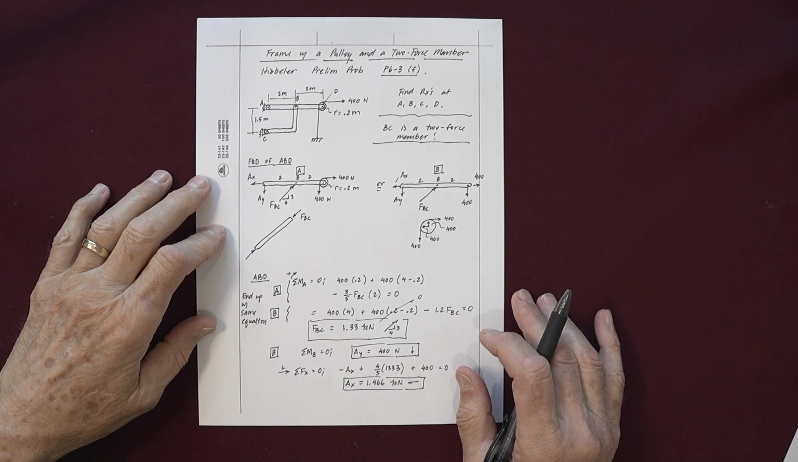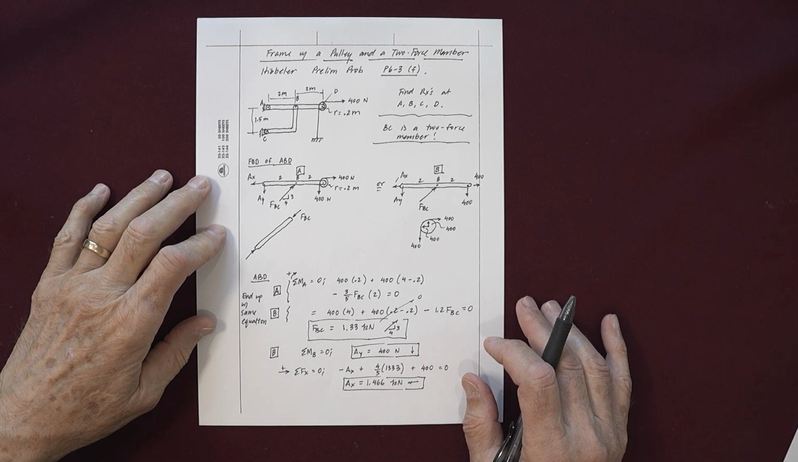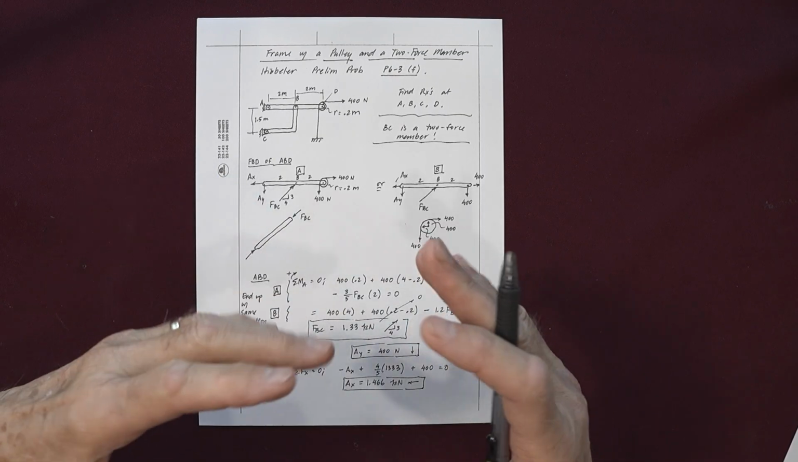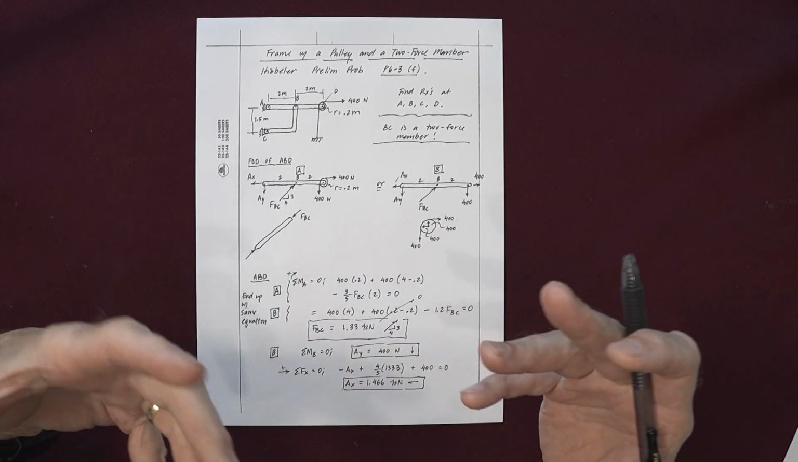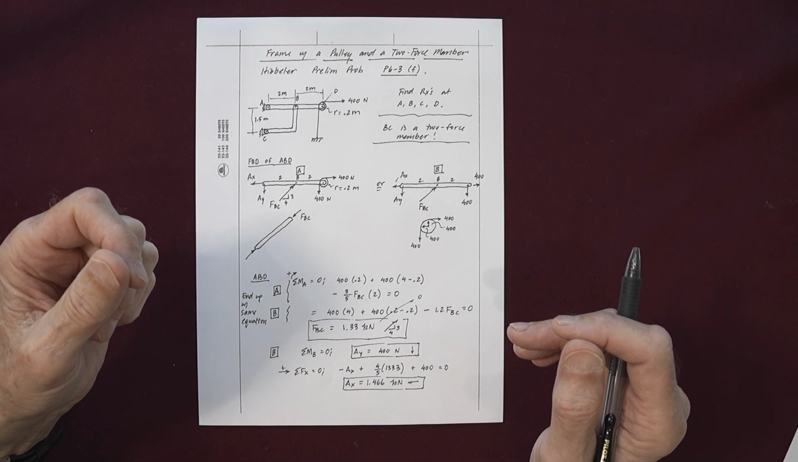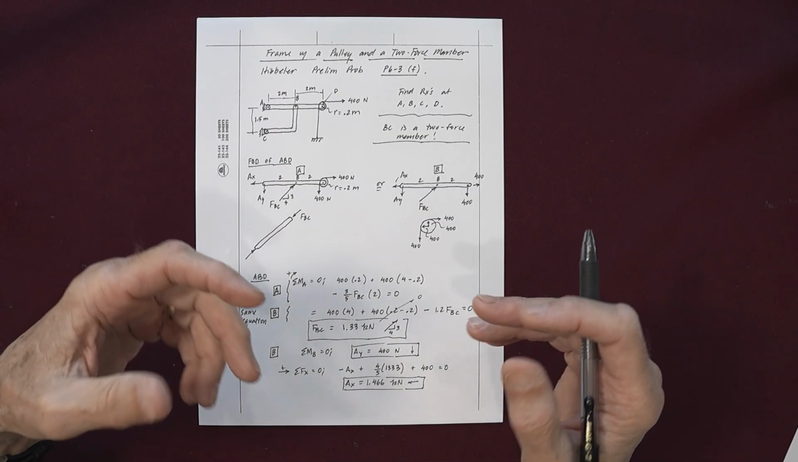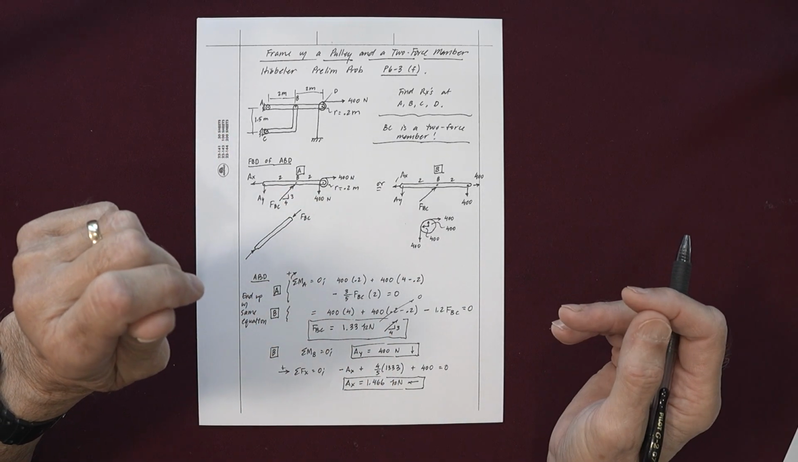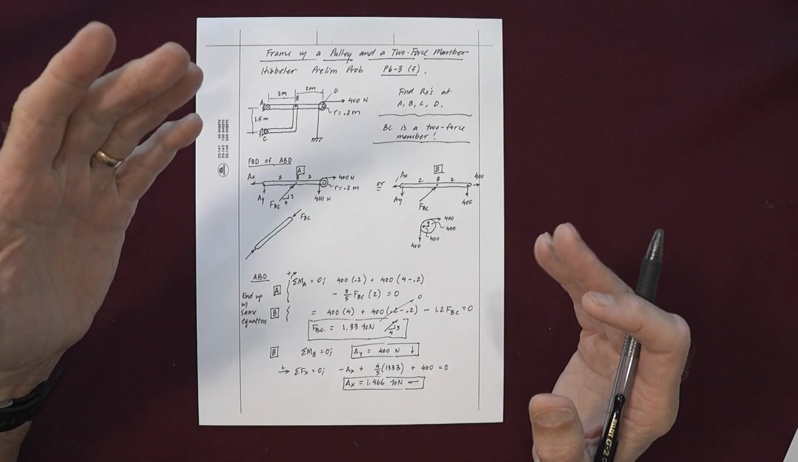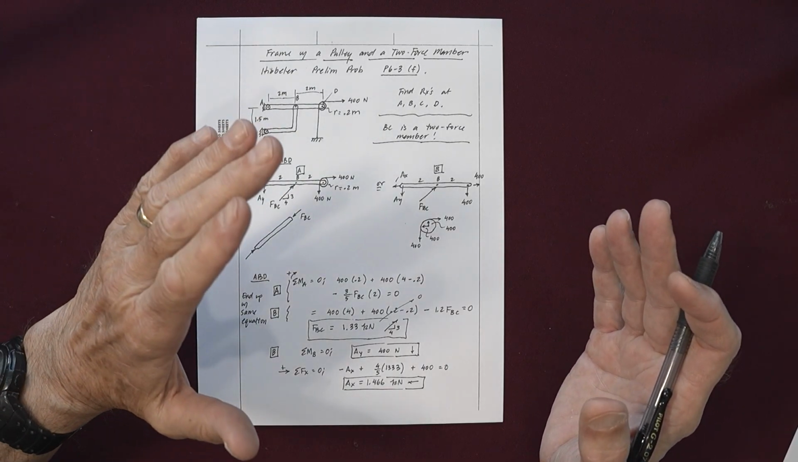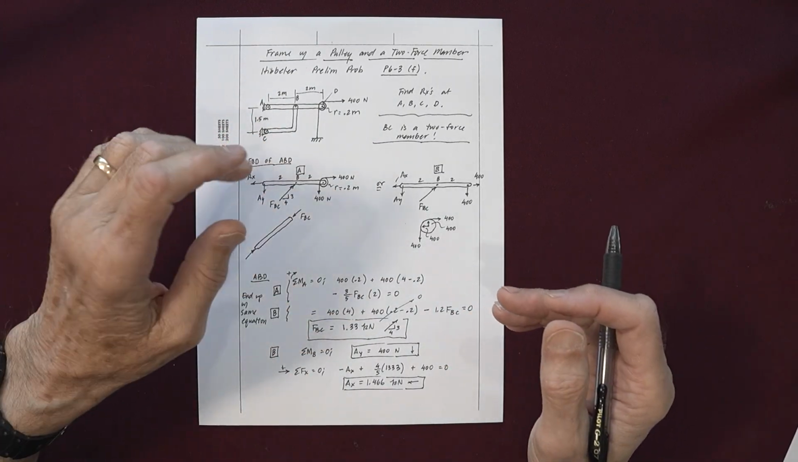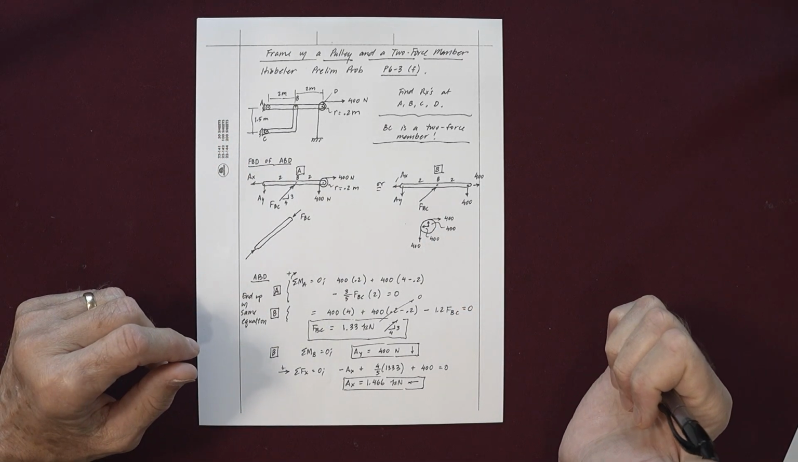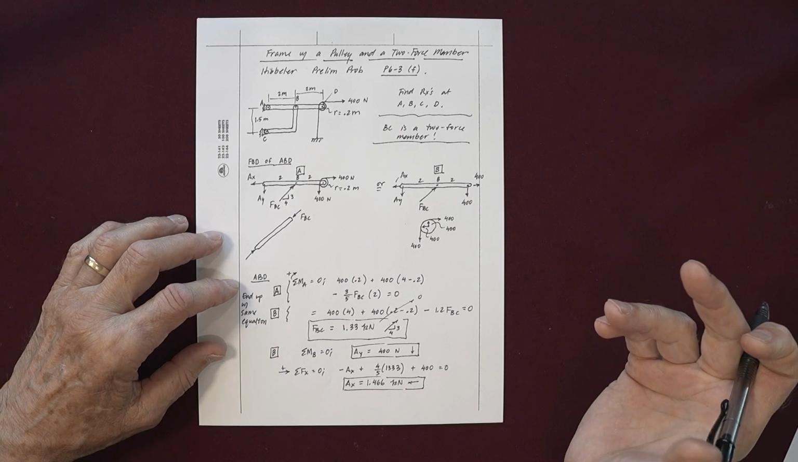In this video, we're going to start a unit on frames and machines. We already looked at trusses, and trusses are multi-membered structures where every member is a two-force member. But a frame or a machine is a multi-membered structure where some of the members can be two-force, but many of them are what we call multi-force members. And I'll explain that to you more in this example of what a multi-force member is.